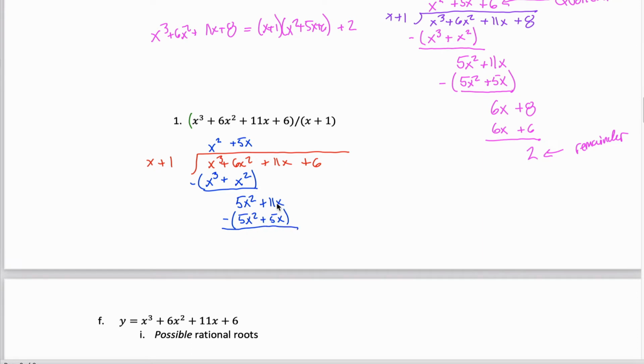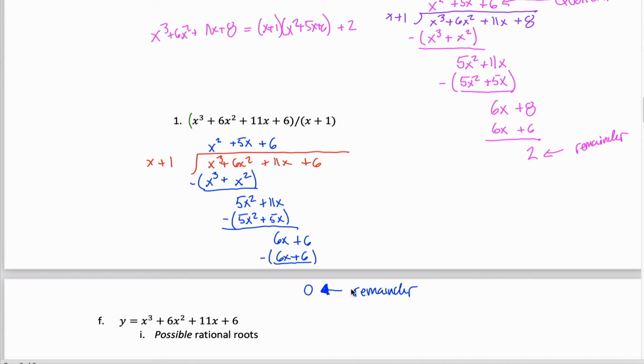In this column, I got 11x minus 5x, so I got 6x. I bring down the 6. I try to get rid of this 6x right here, so I toss a 6 up top. But when I put this 6 up top and multiply it by the x plus 1, I get 6x plus 6. So kind of coincidentally, or accidentally, I've not only gotten rid of this column, but I've also gotten rid of this column, because when I subtract, I'm left with 0.